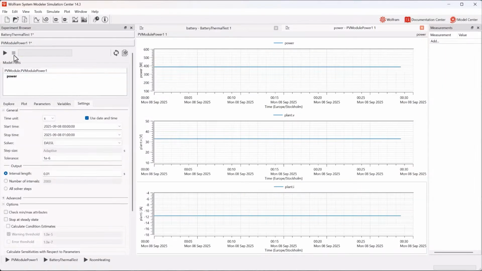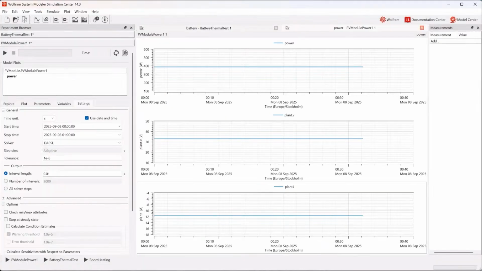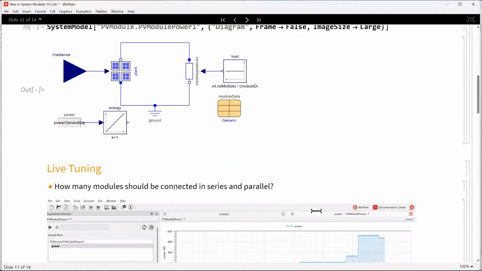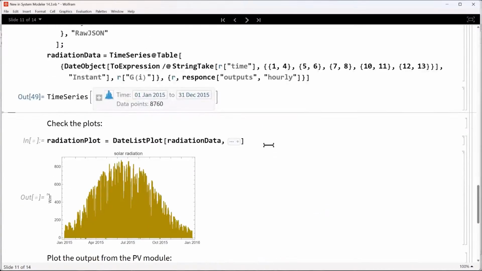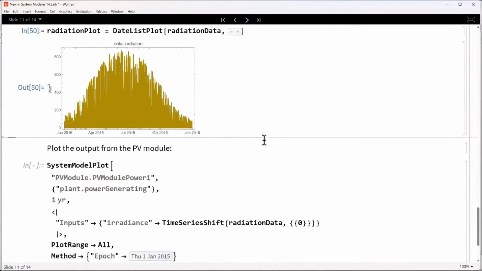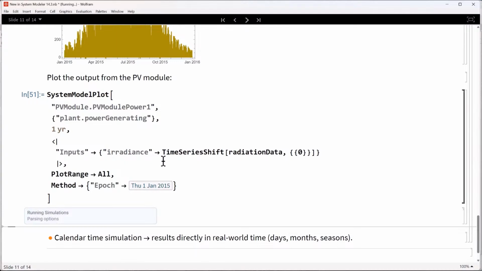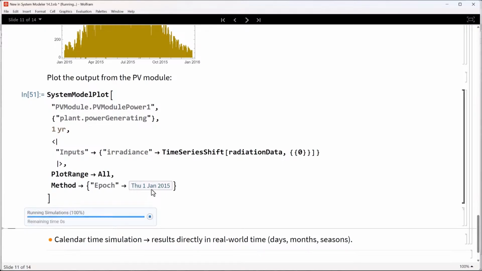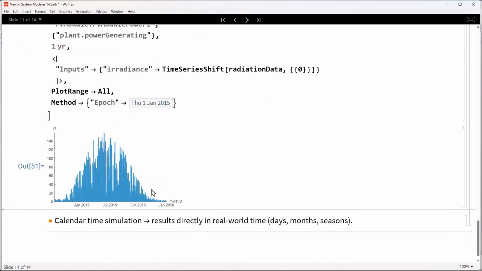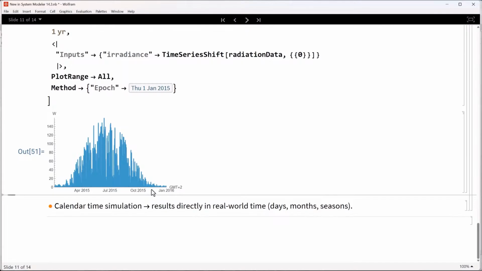Let's get back to our presentation notebook. The same calendar time simulation applies in Wolfram Language. When plotting results, you can set an epoch. For example, you can set the start on January 1st, 2015, and even bring in real solar irradiance data from databases like PVGIS, and then run the PV model across the entire year. The outputs are plotted directly on a calendar scale. So you can immediately compare performance in winter versus summer. This makes it easier for both engineers and stakeholders to connect simulation results to real-world experience.